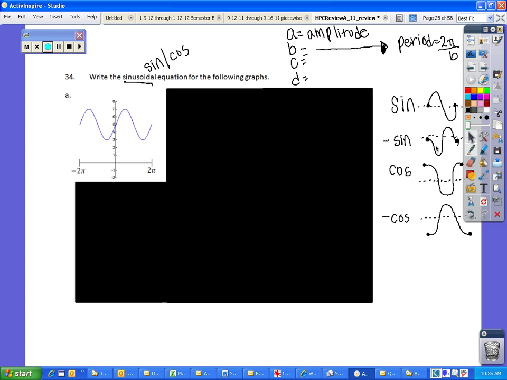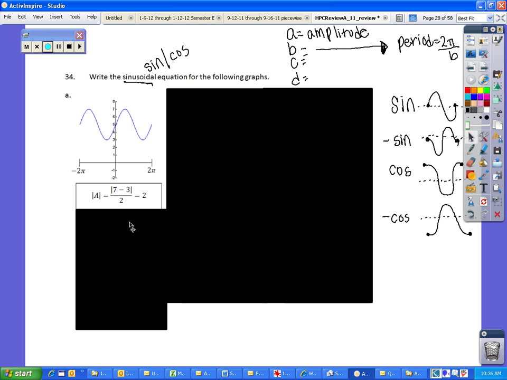Alright, so let's get started on each of the problems now that we've identified all of those items. First of all, for A, the amplitude. Notice this graph goes from 3 to 7. So from 3 to 7 has a distance of 4. I then want to divide that in half, so my amplitude is 2. Remember, the amplitude is defined as half the height of the graph. So A is equal to 2.